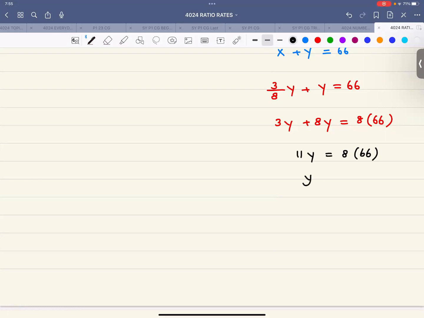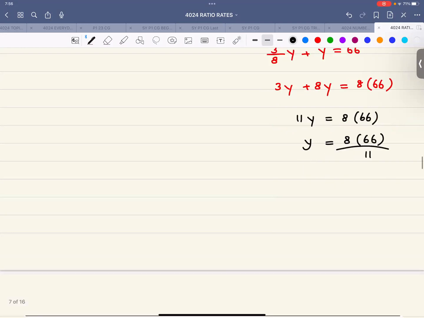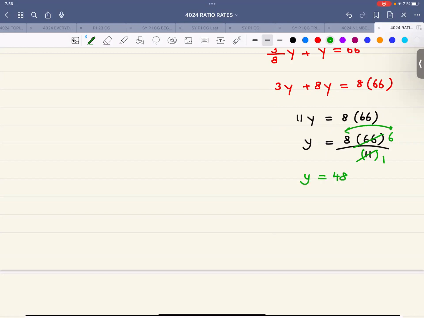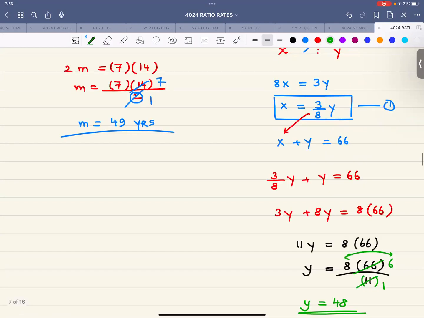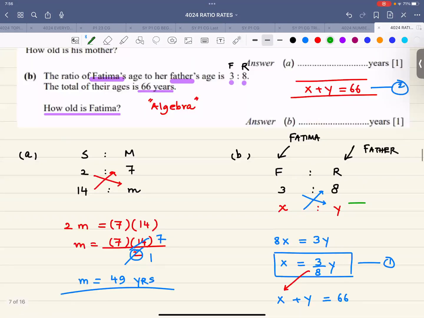Make y the subject. That is 8 into 66 divided by 11. And then we have 11 ones are 11, 11 sixes are 66, 6 into 8 is 48. So therefore y comes out to be 48. Now what is y? Y is father's age.